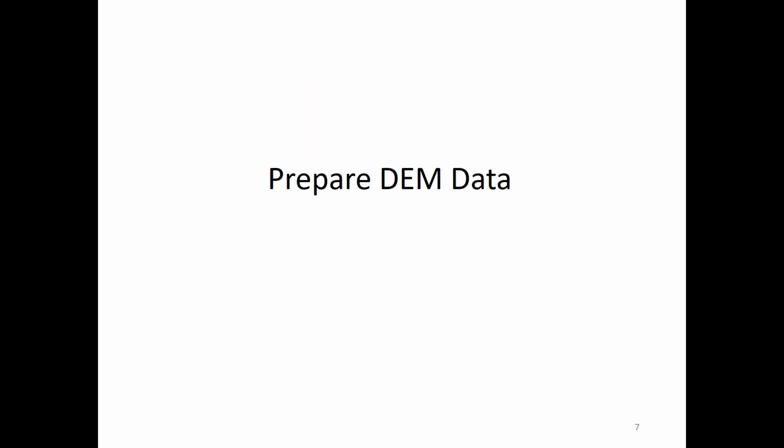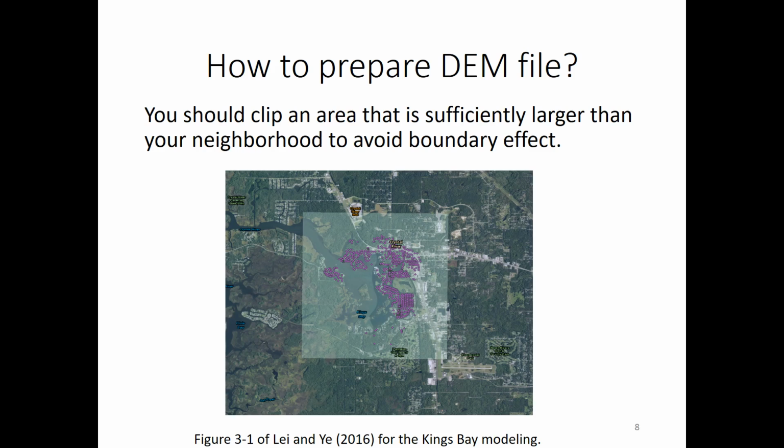So first, how to prepare DEM data. We always download DEM from a USGS website, but before you download data, you need to clip an area. This is the Kings Bay area with a number of septic tanks, and this is from figure 3.1 of our report for the Kings Bay modeling. This is the location of septic tanks, but you want to choose a clip area sufficiently larger than the neighborhood for your modeling.